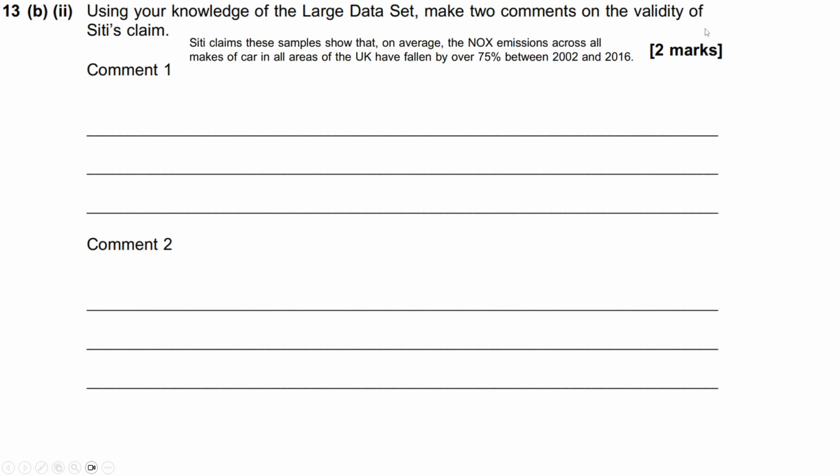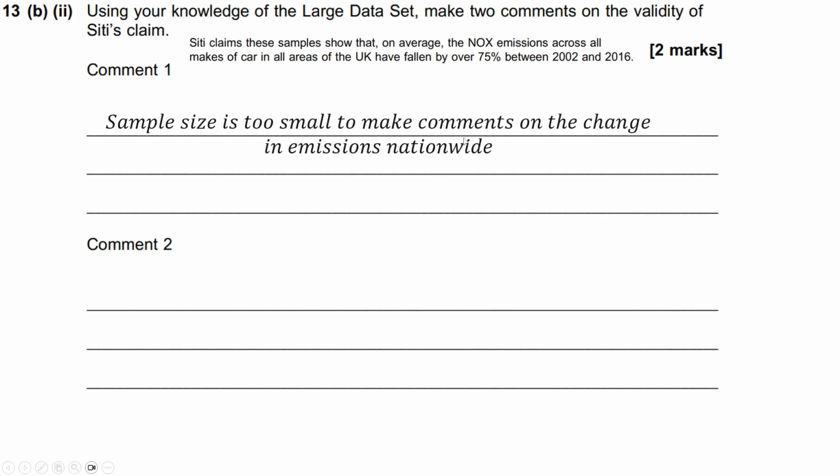Make 2 comments on the validity of City's claim. First of all, there are a couple things. The sample size is not big enough. I mean, you took 12 samples for that entire year. It's not large enough to make comments about the entire nation.